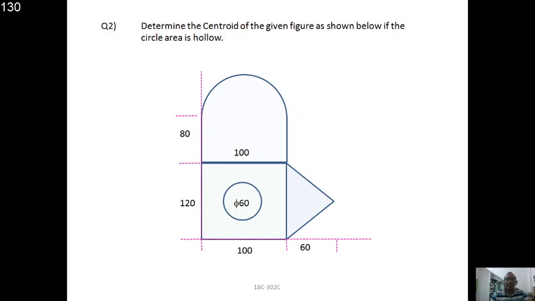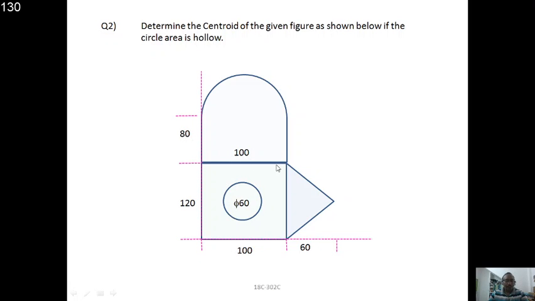So in this figure, determine the centroid of the given figure as shown below, if the circle area is hollow. So this circular area is a hollow area. It is not a solid place, or you can say there is no plane in this circle. That means no area is there. It is cut. This portion is cut, so this area is not there. If area is not there, it needs to be subtracted. That area should be subtracted in the calculation portion.